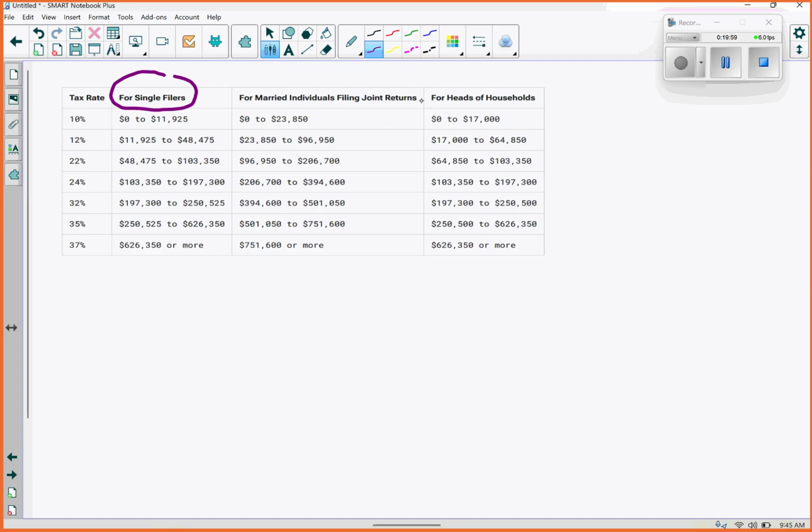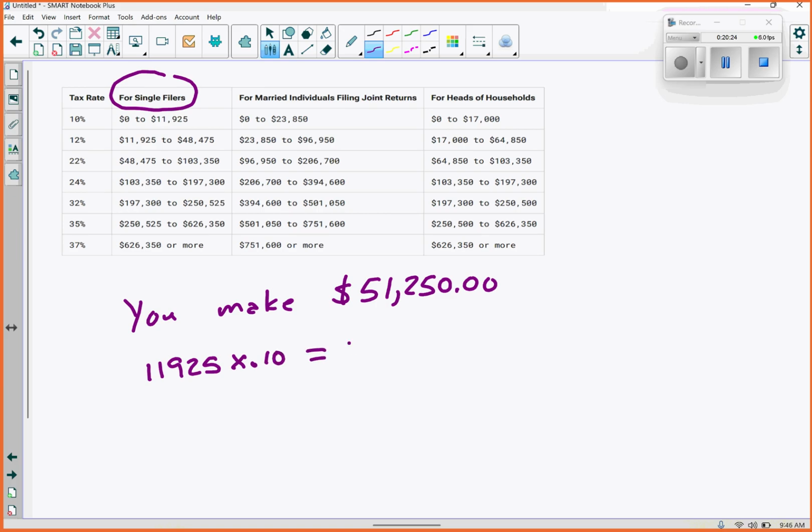So let's say you make $51,250 in a year. Okay, and let's say that's your taxable income. So basically, you're going to say, okay, I'm going to take 11,925 and I'm going to multiply that by 0.10, which comes out to 1192.50.